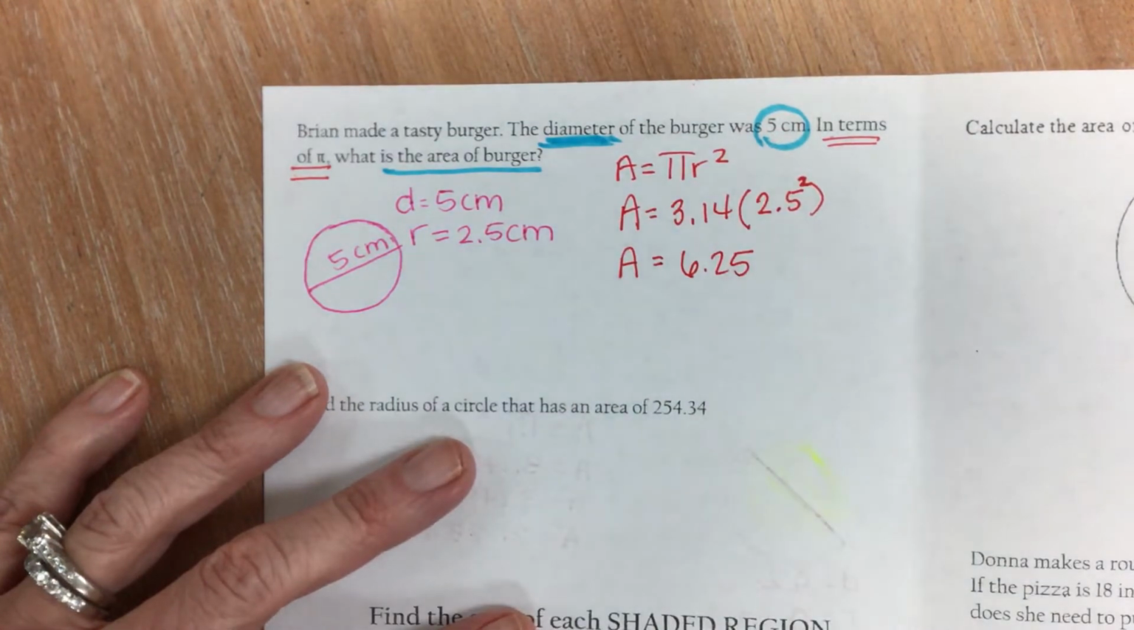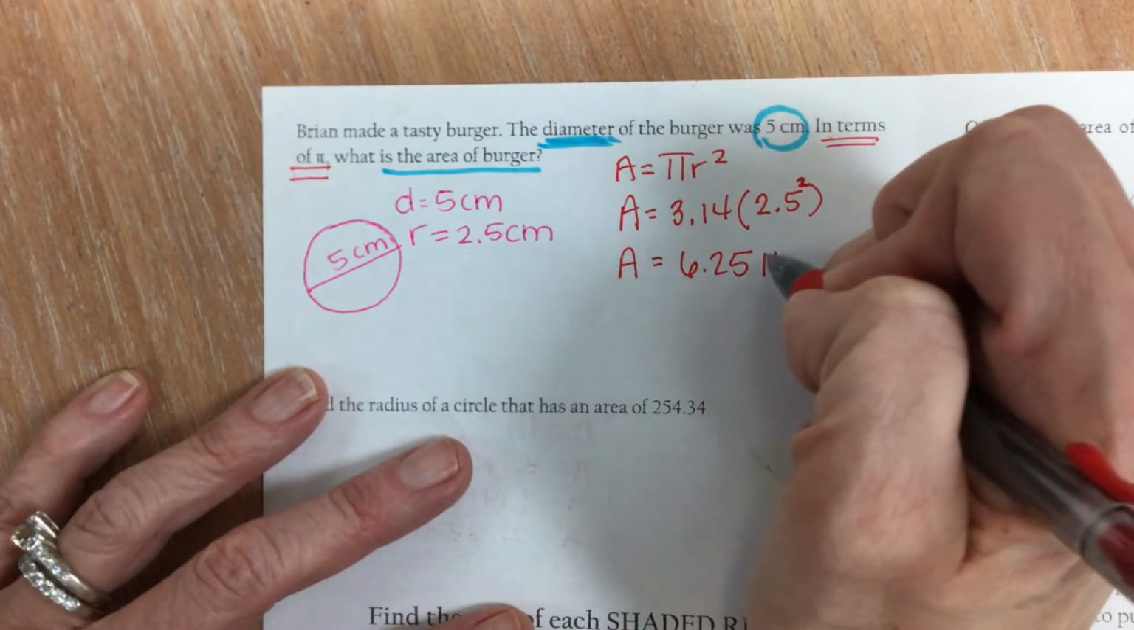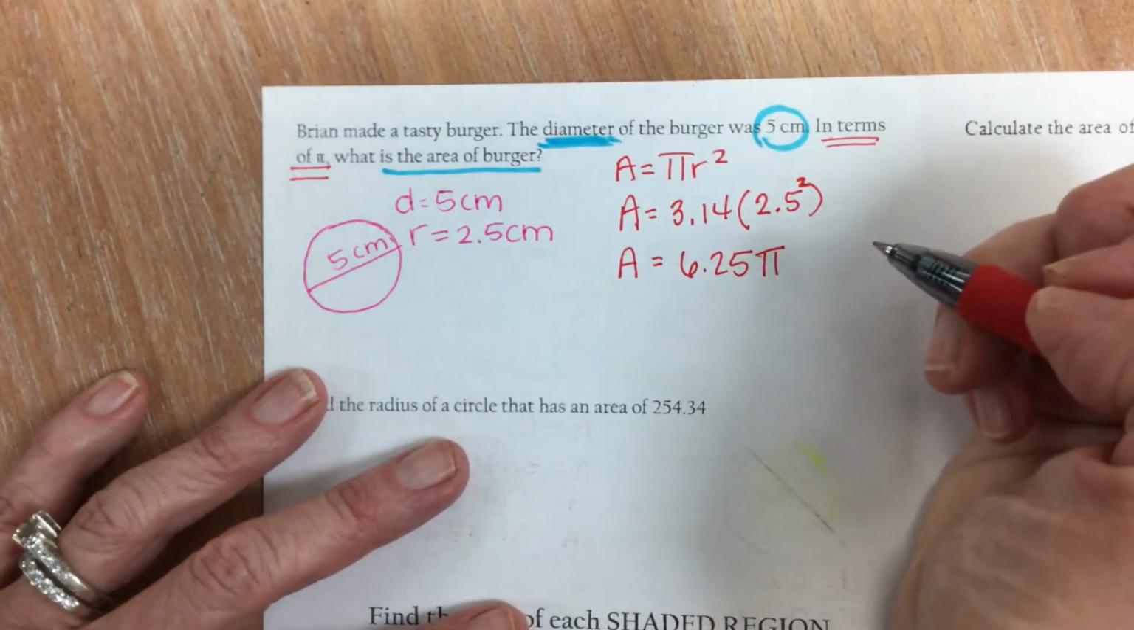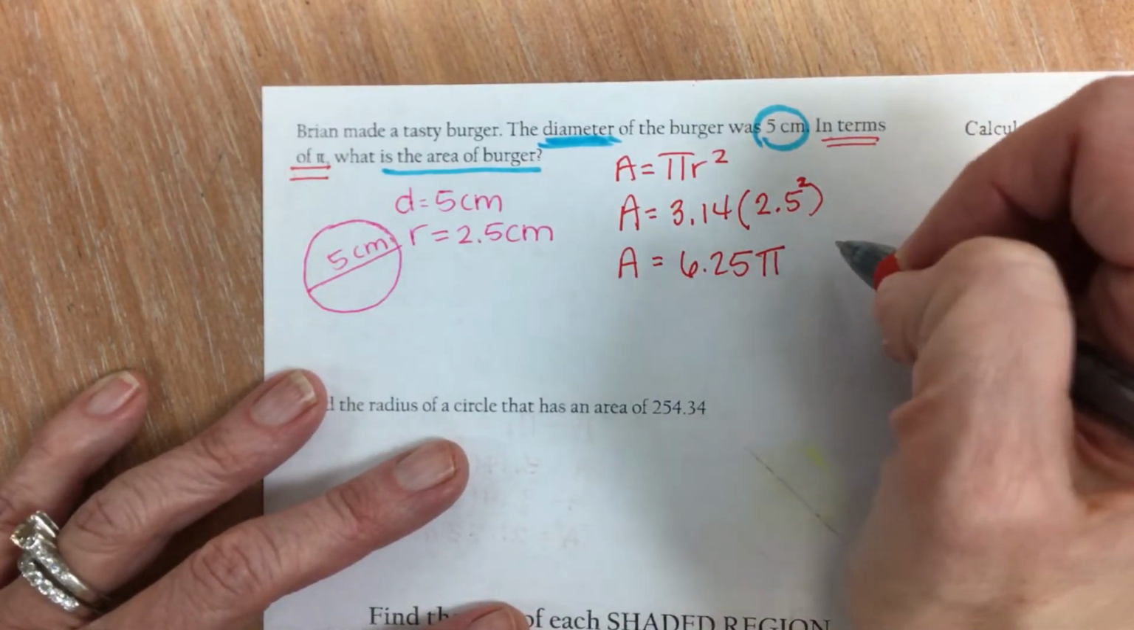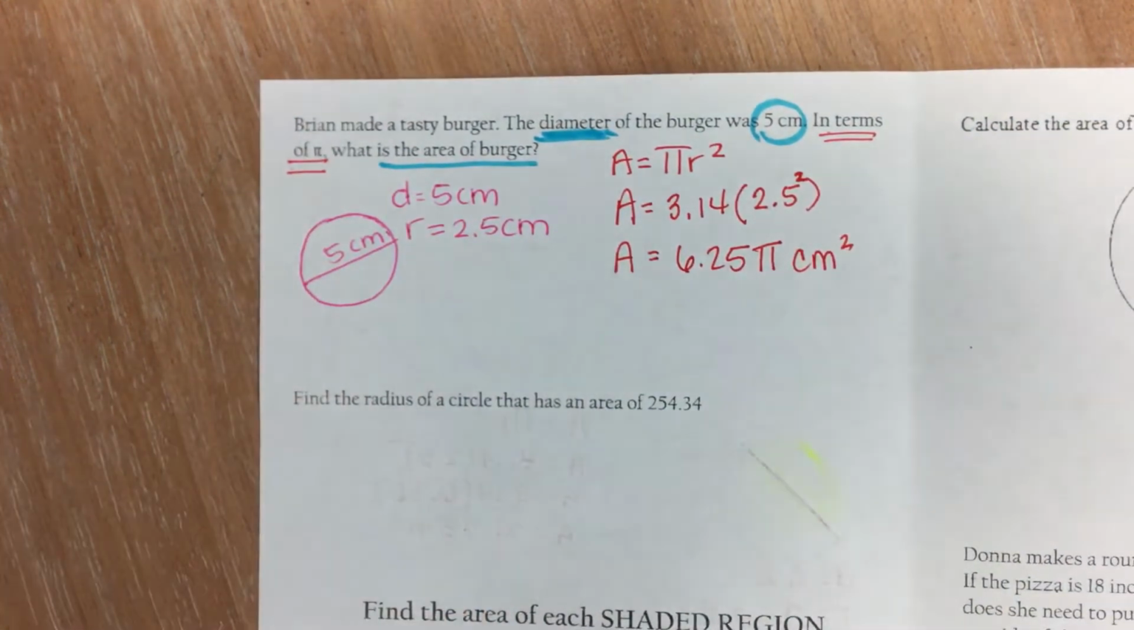But it told me to leave it in terms of pi. So that means I don't have to multiply this 6.25. All I have to do is leave it in terms of pi. So 6.25 pi centimeters squared. And sometimes, occasionally, even on the EOG, they say leave it in terms of pi. So you don't have to do that extra step of multiplying that 6.25 times pi. You just leave it as 6.25 pi.